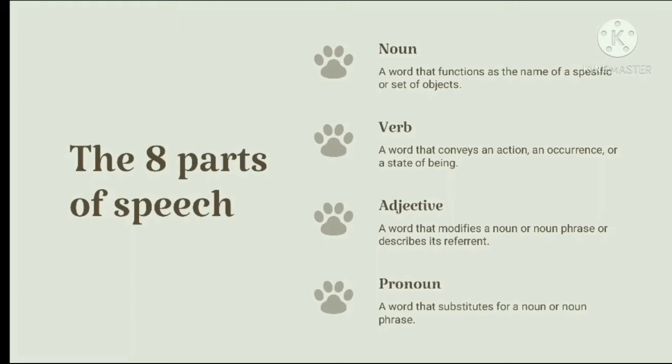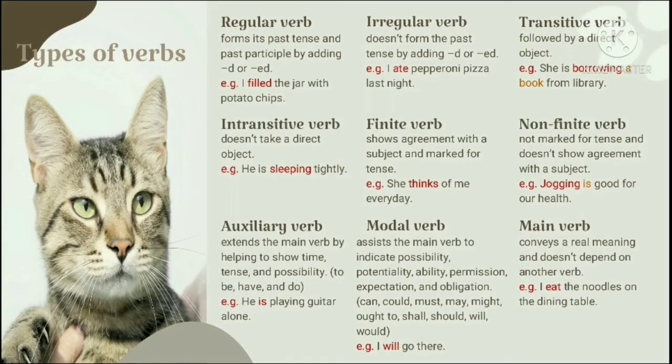Okay, now let's move to the second main category, which is verb. Verb, you can call it in Indonesian kata kerja. Verb is a word that conveys an action, an occurrence, or a state of being. There are 9 types of verb, which are regular verb, irregular verb, transitive verb, intransitive verb, finite verb, non-finite verb, auxiliary verb, modal verb, and main verb.